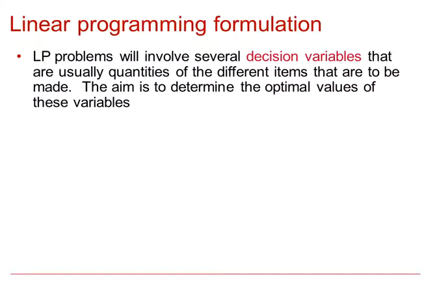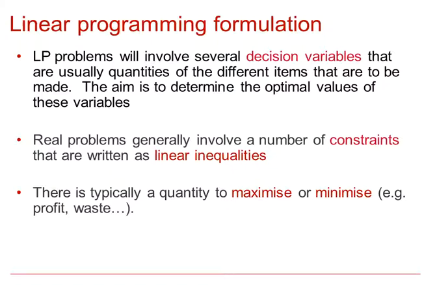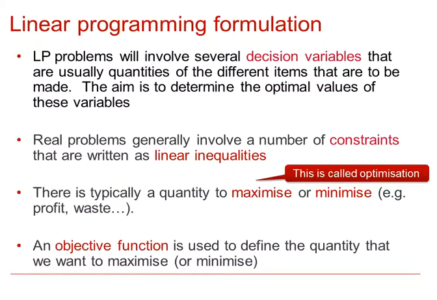Linear programming problems will involve several decision variables that are usually quantities of the different items that are to be made. And the aim is to determine the optimal values of these decision variables. Real problems generally involve a number of constraints or limitations that are written as linear inequalities. There is typically a quantity to maximize or minimize, for example profit or waste, and this is called optimization. An objective function is used to define that quantity that we want to maximize or minimize.